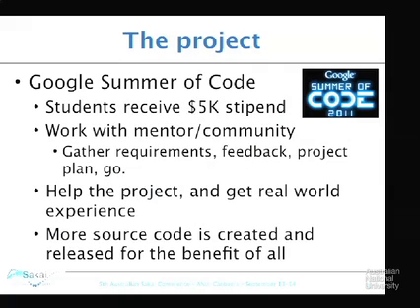The students actually get paid. They receive $5,000 US. They work with the mentor and the community of the project, gathering requirements, developing a project plan, getting feedback, seeing what the community actually wants out of this application, and then they go ahead and do it. They've got about 3 months to work. And then towards the end, it's just like an exam, pencils down, and they submit whatever they've done. They do staged reviews about halfway through. That's when they receive their first amount of money.